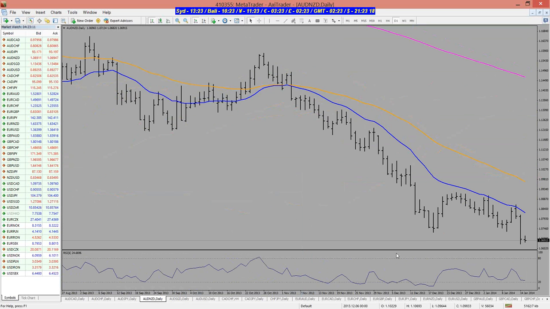Aussie Kiwi got nailed overnight. You could say it's cycling along the 20. Is there much left on the downside? I doubt it. Not in this move.